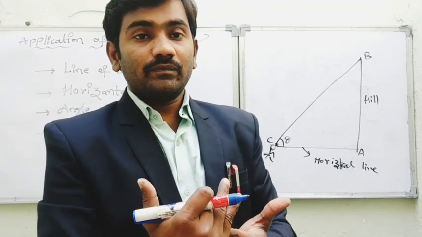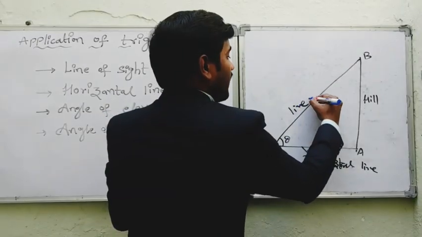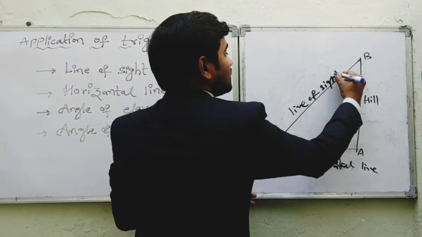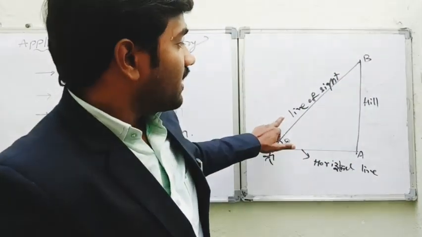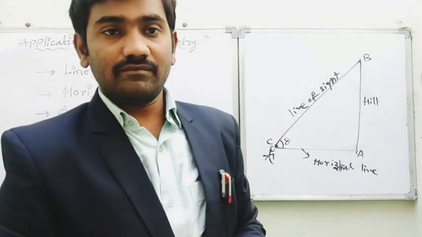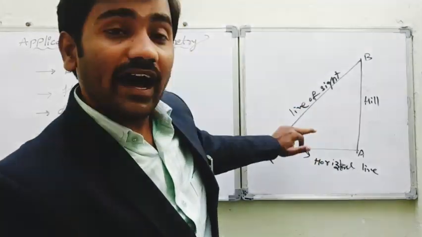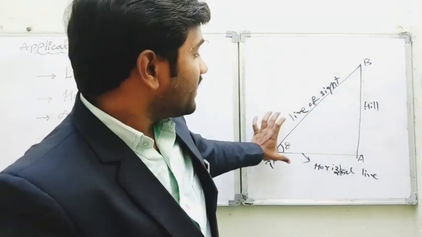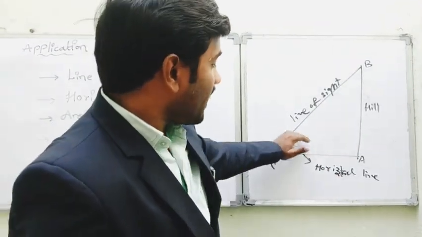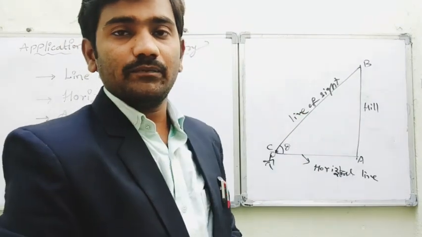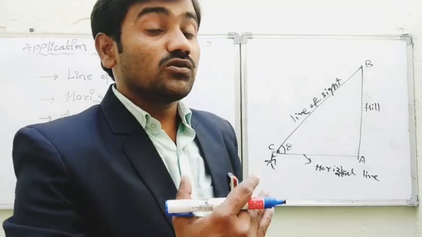Now, the definition of the angle of elevation. This is the line of sight. The angle between the line of sight and the horizontal line, where the angle is above the horizontal line, is known as the angle of elevation. Here the angle is above the horizontal line, so it is known as the angle of elevation. So now let us know the angle of depression.